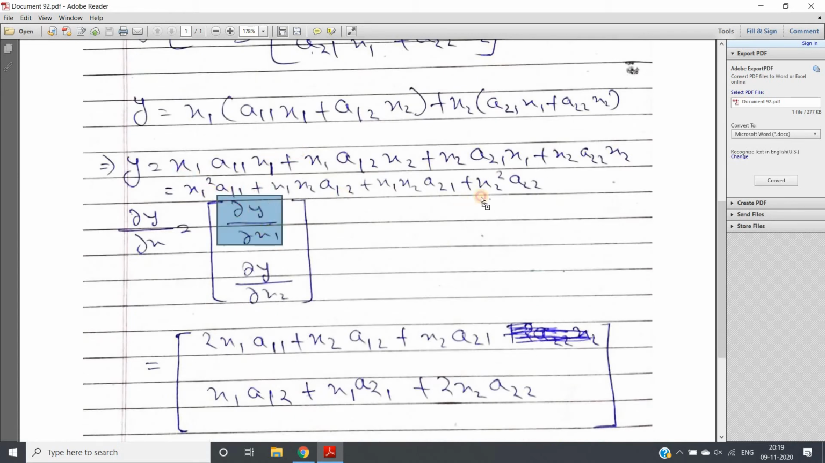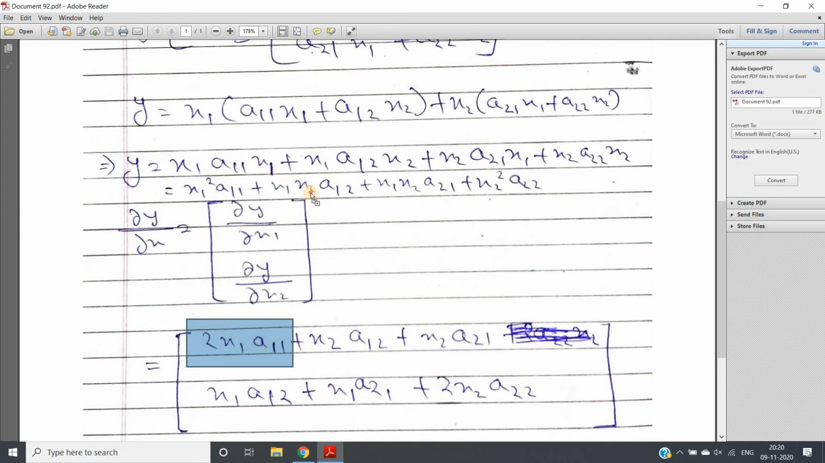So differentiate this one, x1 square a11 plus x1 x2 a12 plus x1 x2 a21 plus x2 square a22, with respect to x1. Simple, I hope you can easily do. Derivative of x square is 2x, right? So x1 square a11 derivative with respect to x1 will be 2x1 a11. A11 is constant, so it will not change.